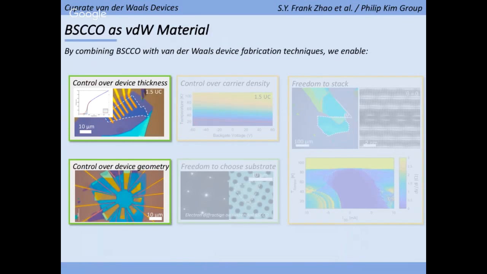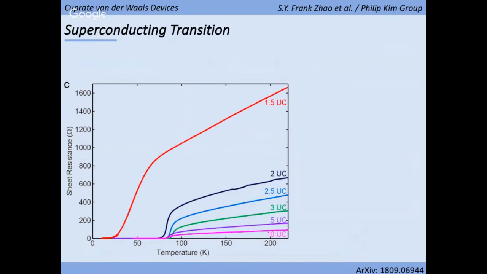So using this trick, we can basically control the device thickness, and also we can have some rudimentary control over the device geometry. And already there, we can do a little bit of physics. What I'm showing you here is a series of Hall bars manufactured at different thicknesses. And what you see is that above the superconducting transition temperature, you have a linear resistance increase with temperature, which is exactly what you would expect, followed by a transition at the bulk temperature.